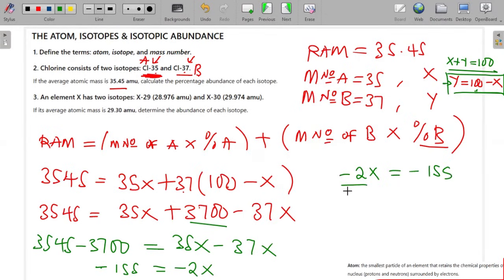So I just have to divide by minus 2, divide by minus 2. So the percentage of the isotope A, which was this x here, will just be minus 155 divided by minus 2. Okay, so I get positive 77.5, and this one will be a percent like that. All right, so any questions there, guys, on how we found the percentage?